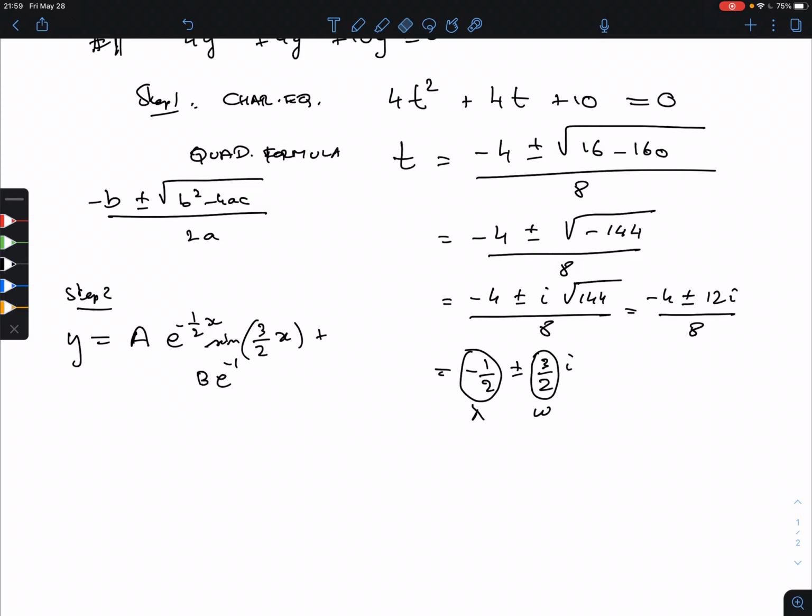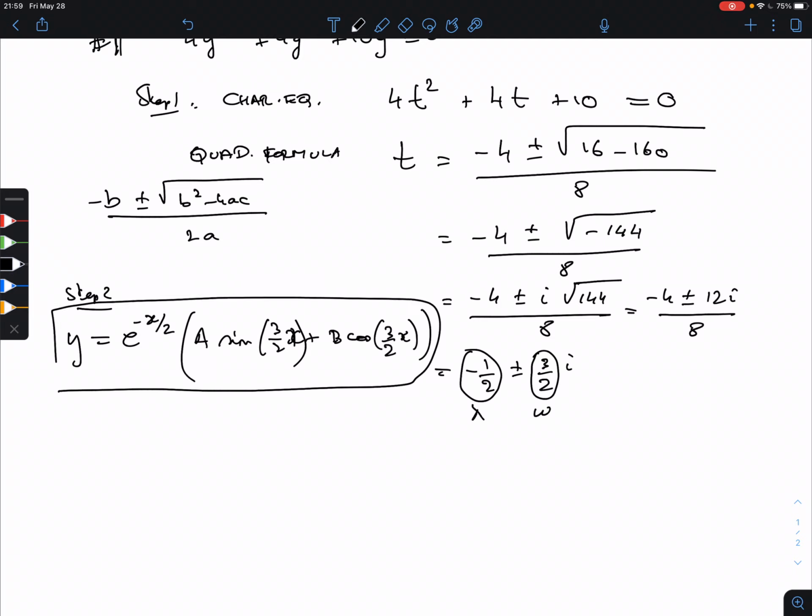Sorry, let me write it a little bit more compact, because that is what they do in the book too. Because both solutions have this e to the minus x over 2 in there, and then we have a times sine 3/2 x plus b times cosine 3/2 x. That's the general solution, and that's it. There's no initial condition, so we stop here.